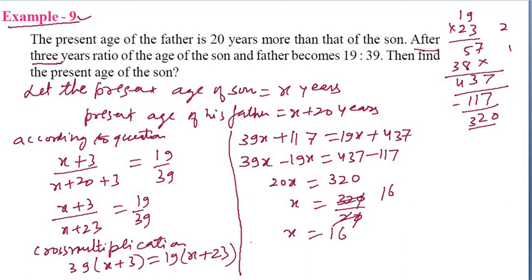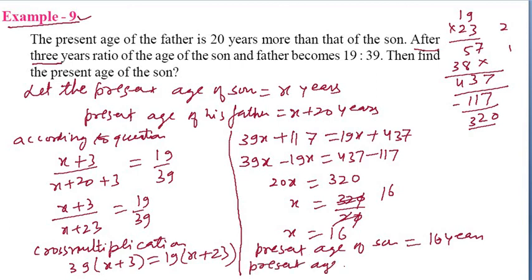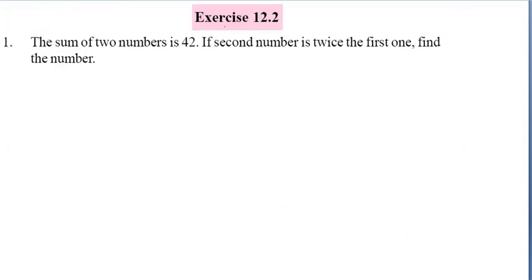So the son's present age is equal to 16 years, and his father's present age is equal to what? It is 16 plus 20, that is 36 years. So that will be your answer. You have to do this, and also you can verify it yourself. You can do the verification. Now come to the next exercise.